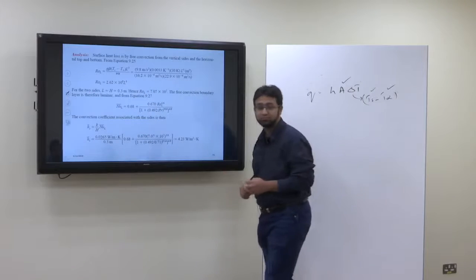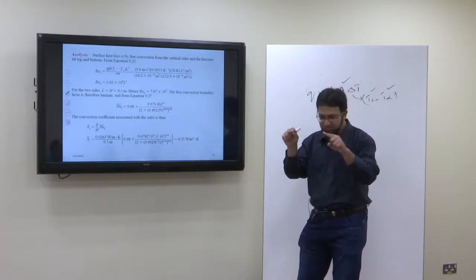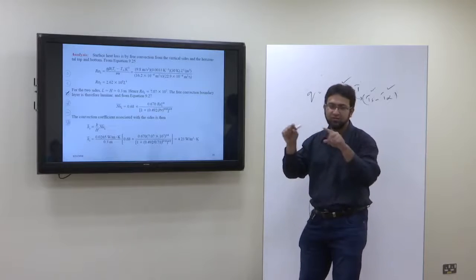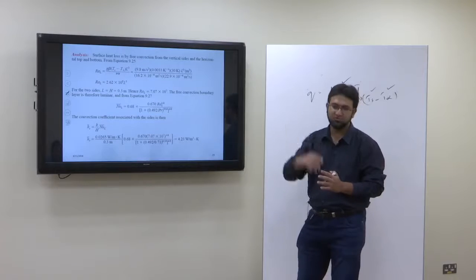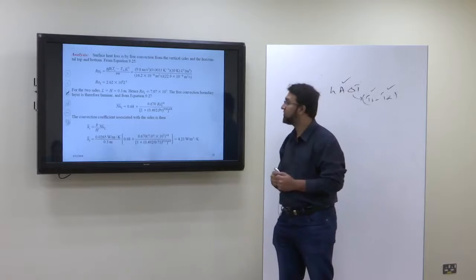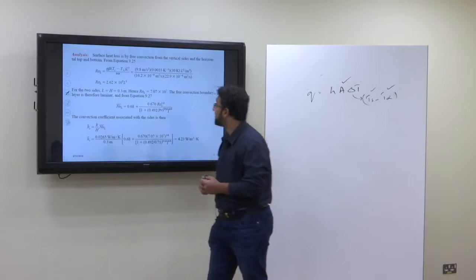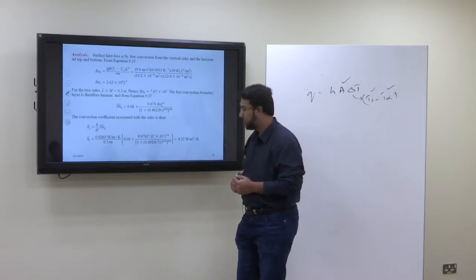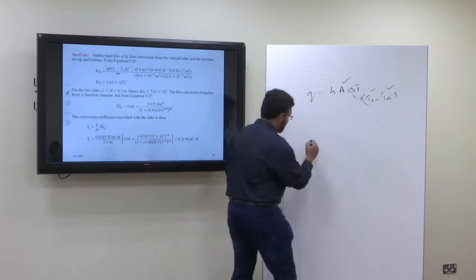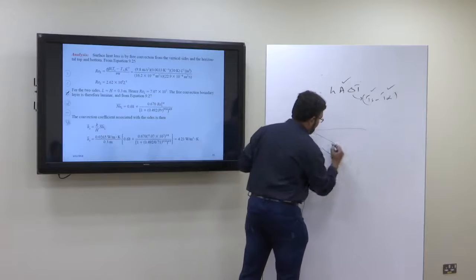The inside temperature is what? 45. Inside temperature is not, the duct surface is maintained at 45 degree. Oh, so we consider the surface and outside. Yeah, surface and outside. So now the very first thing is to determine, okay, so this is your duct.